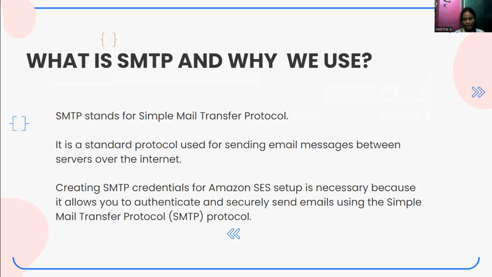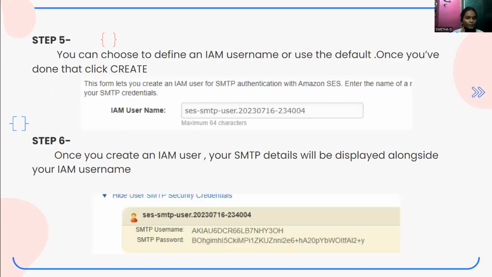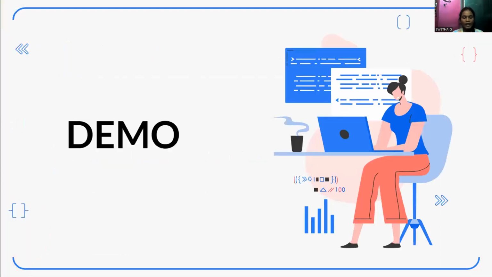Creating an SMTP credential for Amazon SES is necessary because it allows you to authenticate and securely send emails using the Simple Mail Transfer Protocol. Step 5. You can choose to define an IAM username or use the default. Once you have done that, click create. Step 6. Once you create an IAM user, your SMTP details will be displayed alongside your IAM username. Demo.